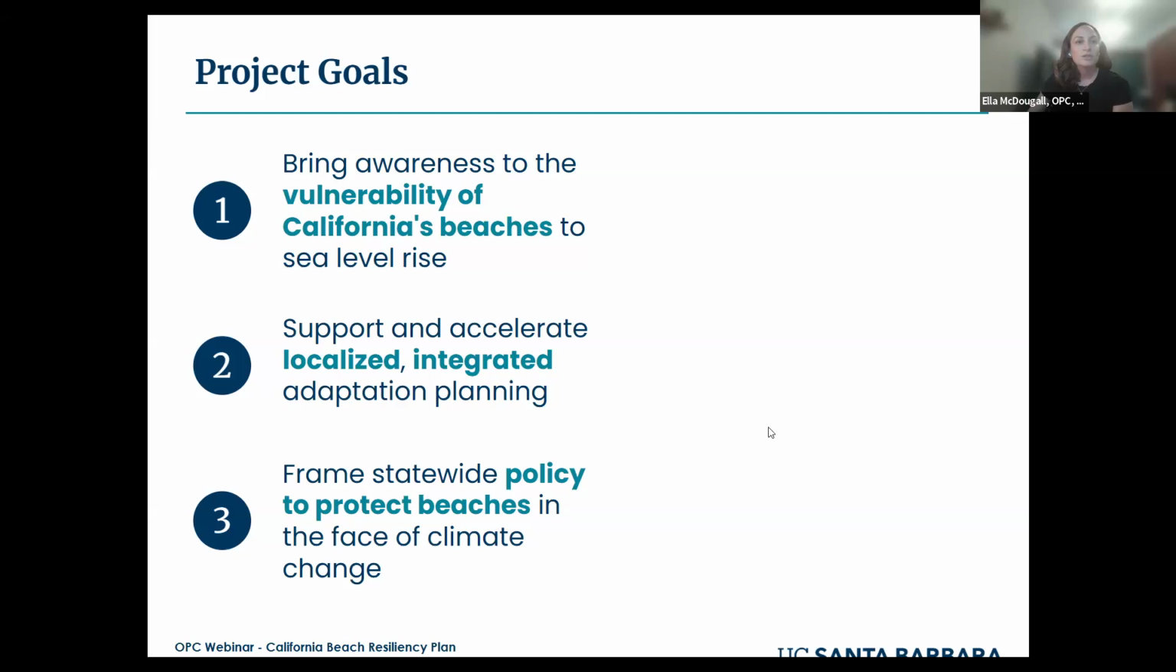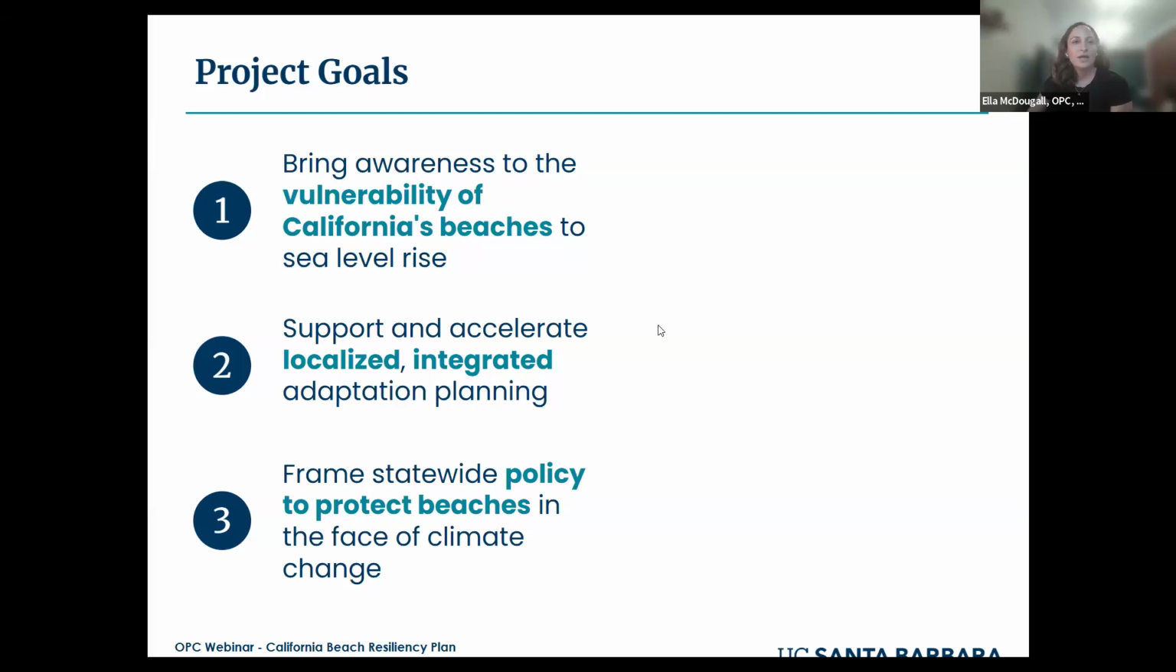And then third, we want to help frame some statewide policy decisions around how to protect beaches in the face of climate change, especially sea level rise. A lot of those challenges that affect beaches extend beyond just the local boundaries. And many of those challenges require extremely coordinated communication across jurisdictions, agencies, and various levels of government.